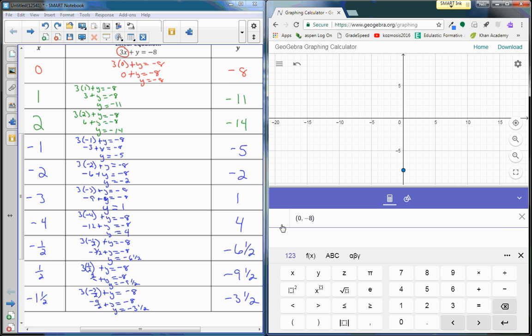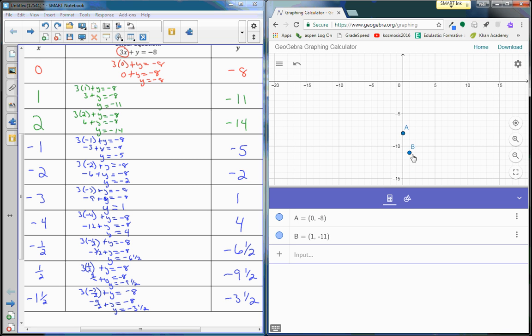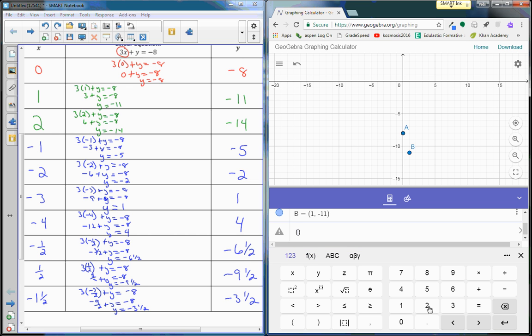And then I'm going to plot the point 1, negative 11. Okay, so now I'm going to do parentheses again. 1, negative 11. And now if I move my graph so I can see it, there's the second point B, 1, negative 11. Now I'm going to plot 2, negative 14. I'm going to just keep doing this. 2, negative 14. So that's over 2 down 14. Okay, so there's my third point, my C.